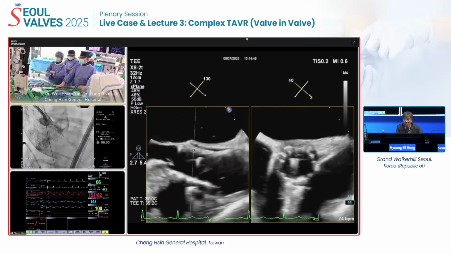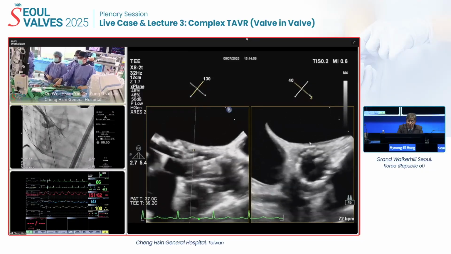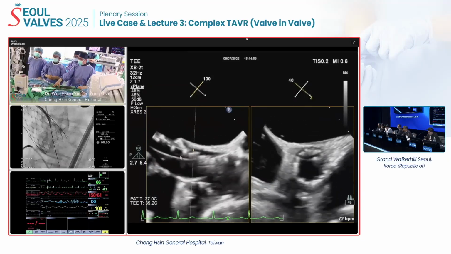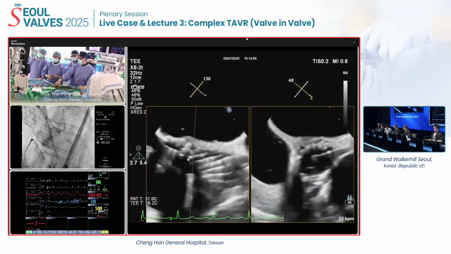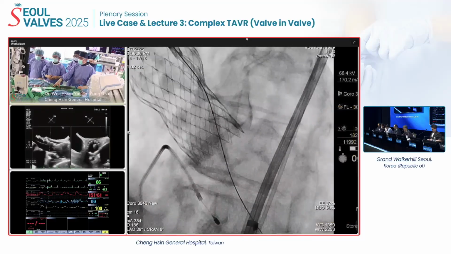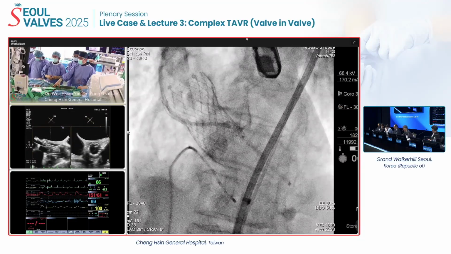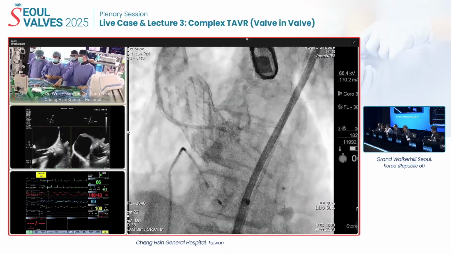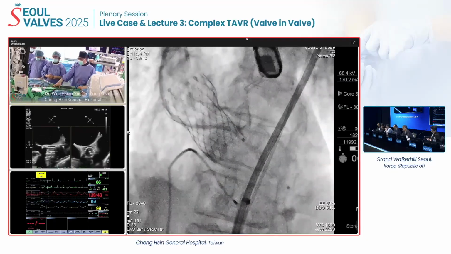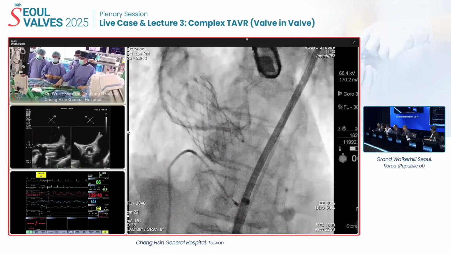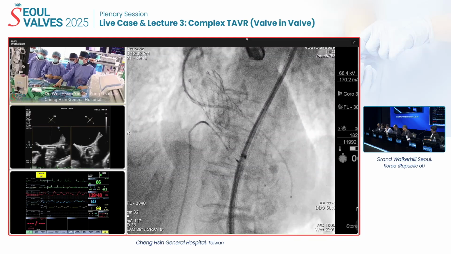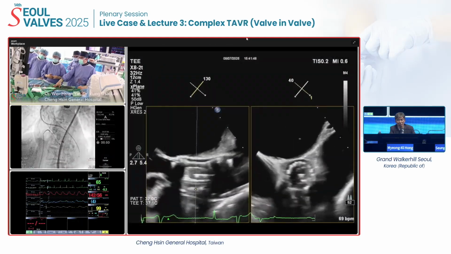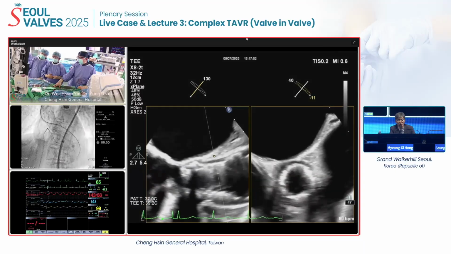Yes. After confirmation of the leaflet traversal, we can do a small balloon dilatation with a 4 millimeter balloon. And then we use a peripheral over-the-wire balloon to track the balloon over the Safari wire, to put the Safari wire inside the LV.